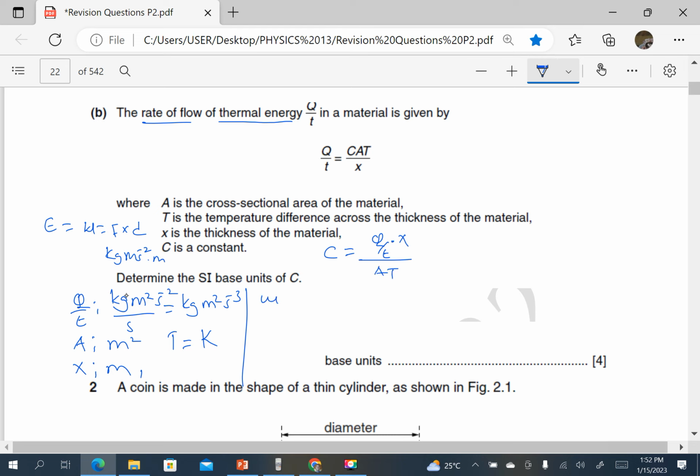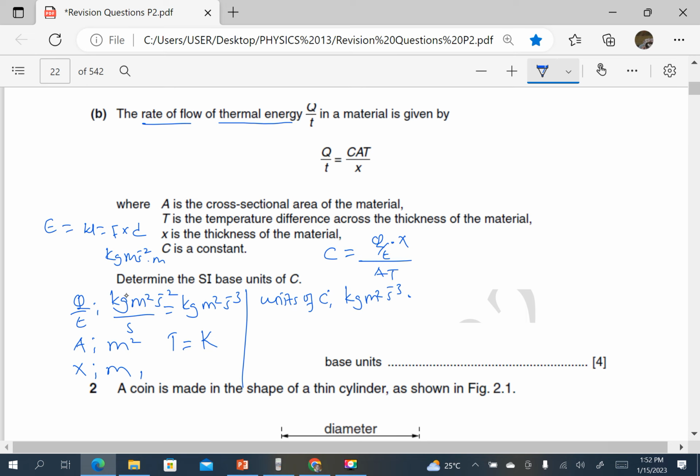And now I'm finding the units. The units of C will be kilogram meters squared per second cubed, then times X, which is meters, divided by A, which is meters squared, times T, which is Kelvin. I'll cancel out meters squared there. So I remain with kilogram S power negative 3, and then K goes up. There is one M there, so meters, and then K power negative 1 as the base units of C.